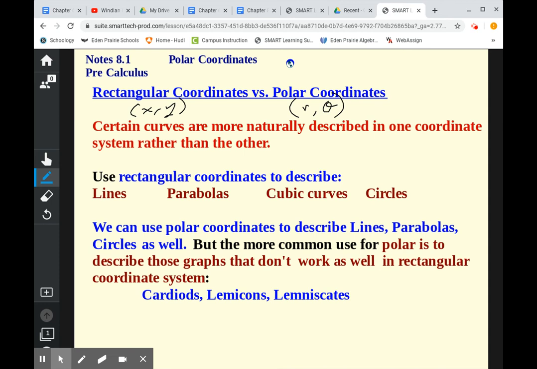Using rectangular coordinates, we can describe lines, parabolas, cubic curves, circles, things that you guys have done before in Algebra 1, Algebra 2, and even pre-calc, FST. We can use polar coordinates to describe lines, parabolas, and circles as well. But the more common use for polar is to describe those graphs that don't work well in rectangular coordinate systems, such as cardioids, limaçons, and lemniscates.